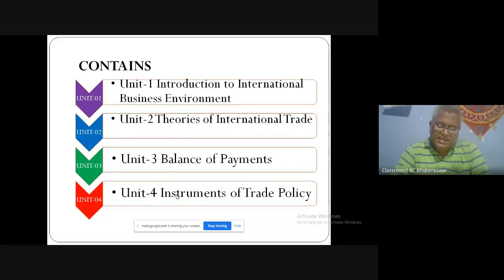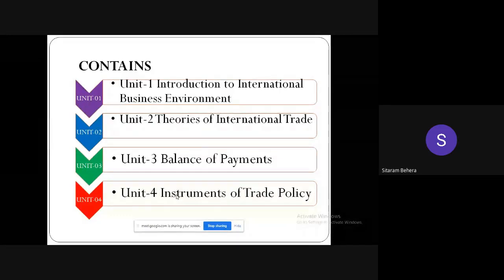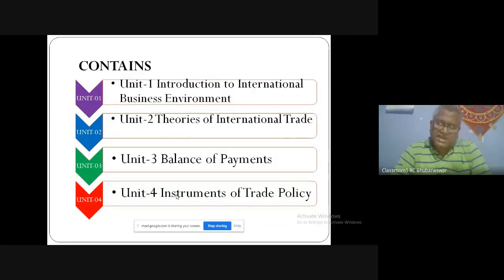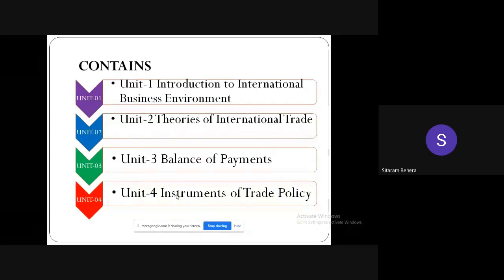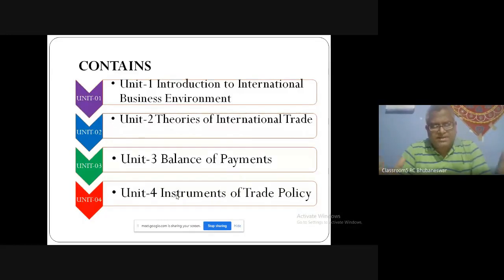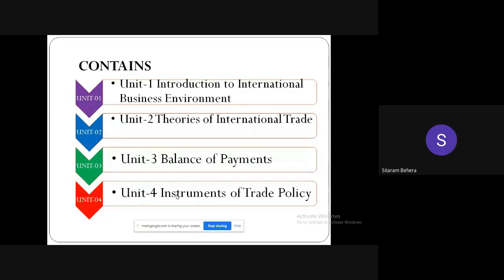Entrepot means, for example, if England imports goods from South Africa and exports to the European countries, that type of transaction, economic activity or trading activity is called entrepot. My dear students, trade is divided into three parts: import trade, importing of goods; export trade, exporting of goods; and entrepot, which is a mediator. If England imports from South Africa and exports to the European countries, that type of triangular activity is called entrepot.